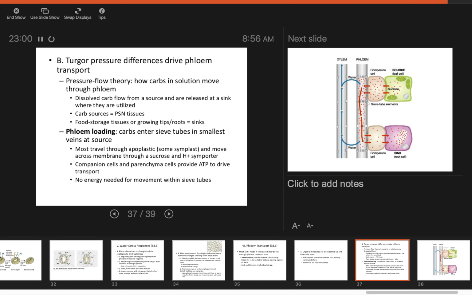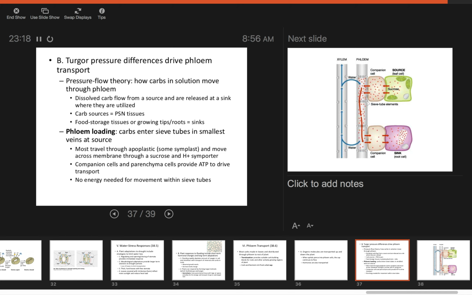So our carbs are dissolved in that sugary sap, and they have to be released at a sink where they're utilized. So the carb sources are the photosynthetic tissues, which are leaves. Food storage tissues or growing tips, like the roots, we call them the sinks. So we have to transport it to a sink. We call this phloem loading.